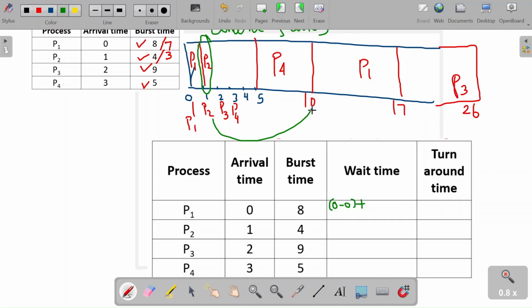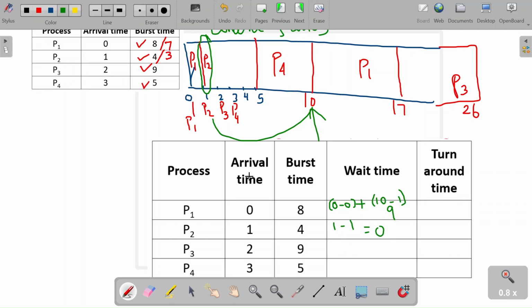How can we calculate it? P1 resumes at time 10. So here we write 10 minus 1, when P1 completes its job. So 0 plus 10 minus 1 is 9. So the wait time is 9. For P2, what is the wait time? P2 arrives at 1 and starts at 1. P2 completes its job, so there is no wait time, 0.